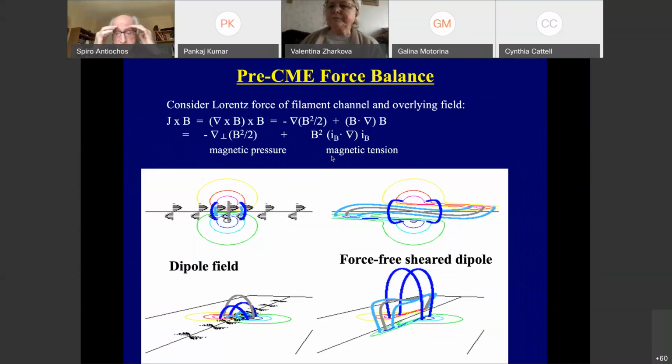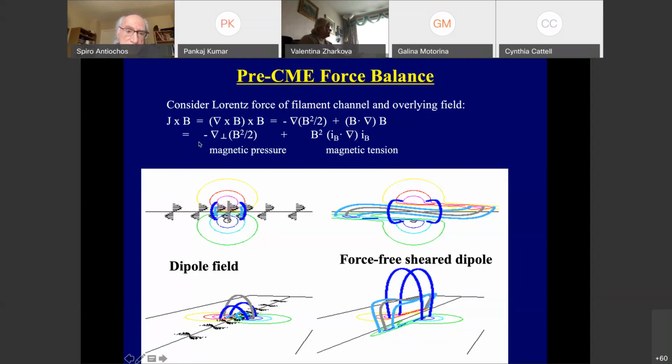Suppose we take the simplest possible picture for a filament channel, for this long stretched out magnetic field. To form this simplest possible model, let's consider first a dipole field. Here are two views of a dipole field. You can think of this plane as being the photosphere, and if we're looking down, this is your magnetograph. Here's your positive polarity, negative polarity. Here's your polarity inversion line, and these are your field lines for a dipole field.